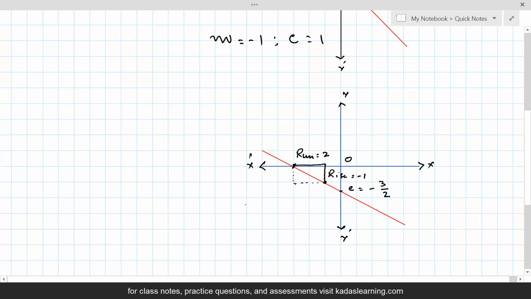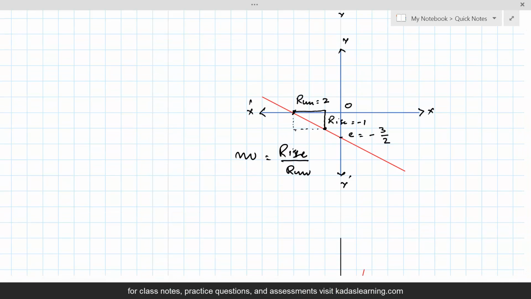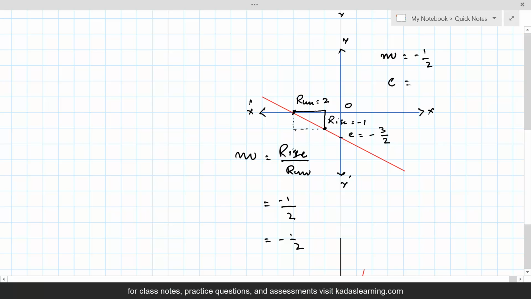So here the slope, that is rise over run, that is rise is -1, so this is equal to -1 over run, that is 2, this is equal to -1/2, and y-intercept again is equal to -3. So that's m is equal to -1/2, and c, y-intercept, that is equal to -3/2. That is for this graph of the straight line.